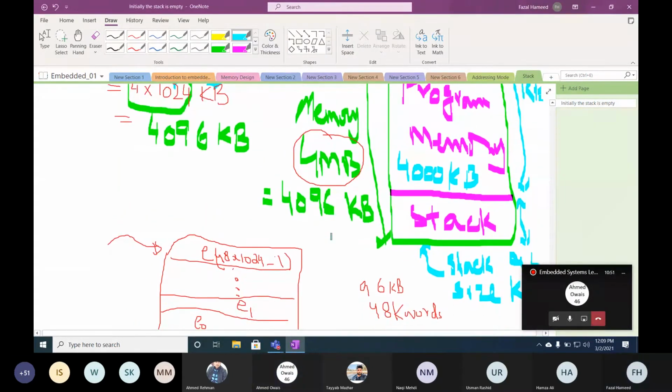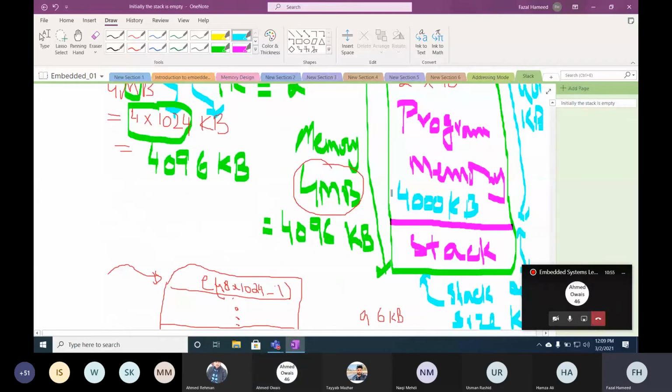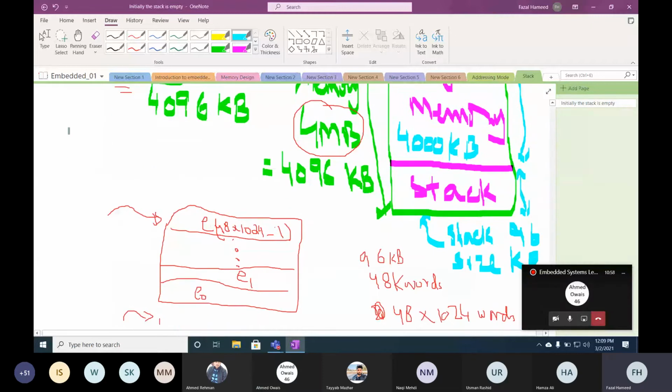Why is it divided? So what is the total size of memory? The size of the memory is equal to program size plus stack size. What is the program size? Sir, 4 megabyte. 4,000 kilobyte, 4,000, not 4 megabyte. 4,000 kilobyte plus stack size.